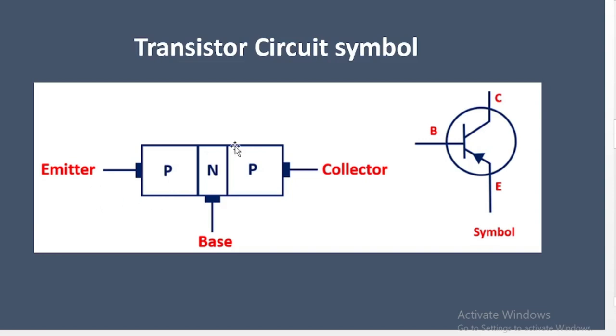So this is a classical example of a BJT transistor. This is a PNP. They come in two types: you have the NPN and then the PNP. This is the circuit symbol for it, and this is what you will normally see in circuits.